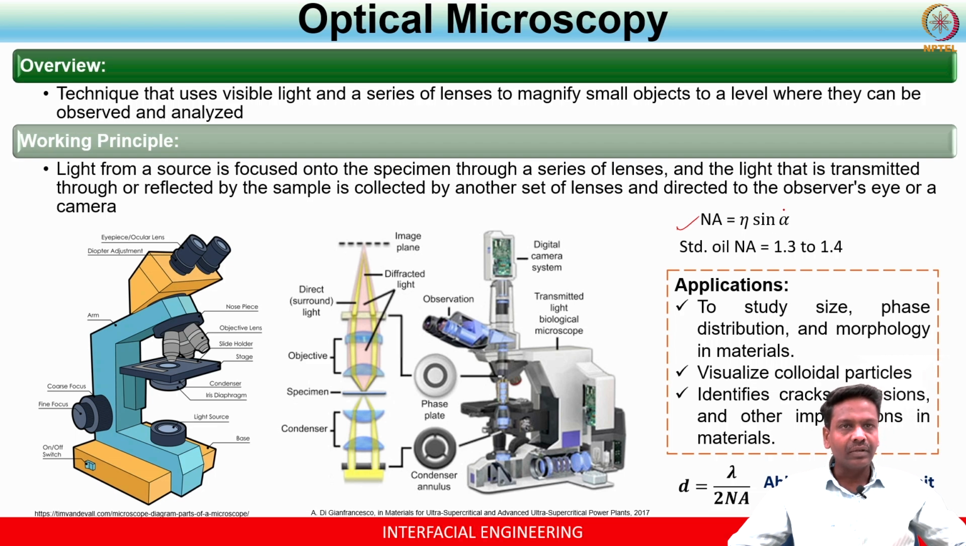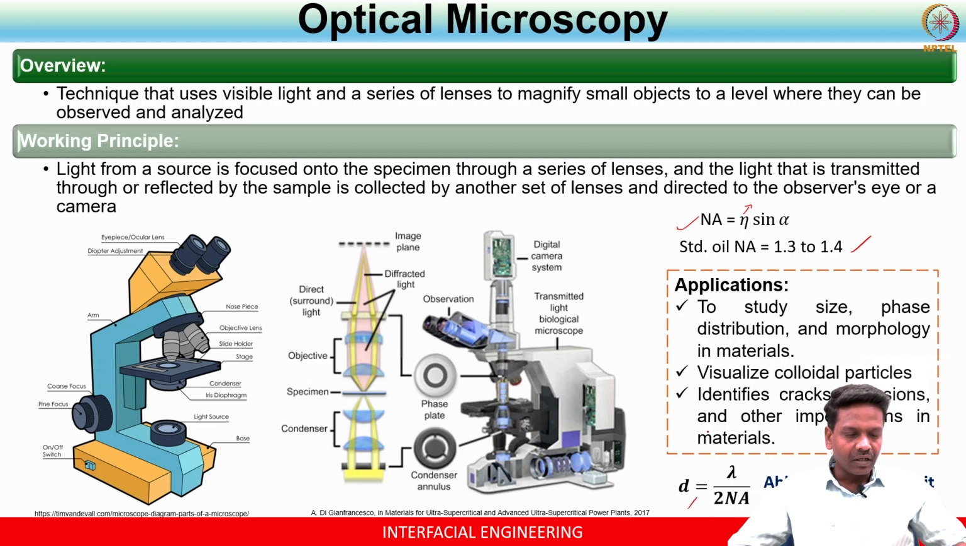Let's say you deal with an oil immersion objective. This eta is the refractive index, right? So this may vary between 1.3 to 1.4 for the oil immersion objective. So this is about numerical aperture.